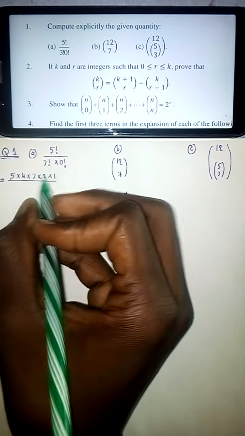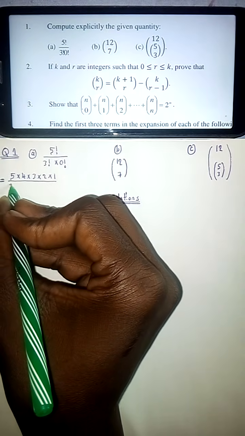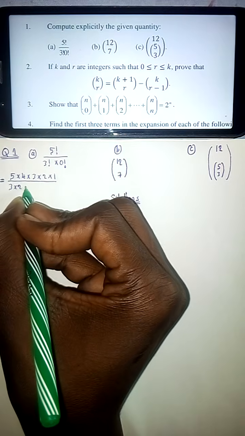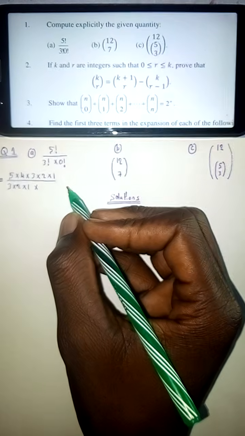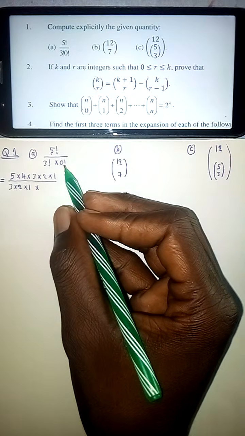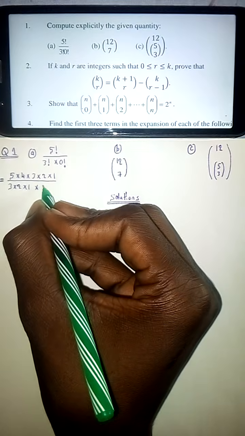Okay, what about for 3 factorial? Well, it's one and the same thing. So we're going to multiply 3 multiplied by 2 multiplied by 1. Well, what about for 0 factorial? We need to take note of this, that 0 factorial is always equal to 1.